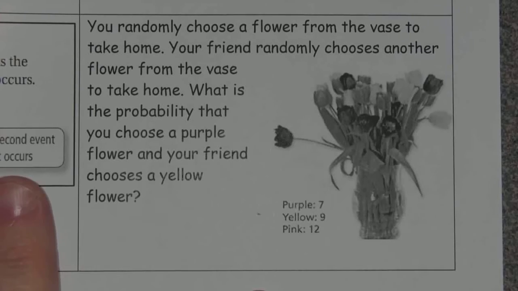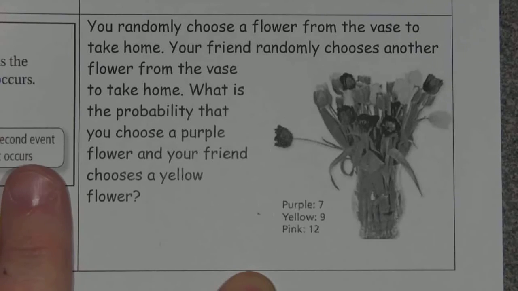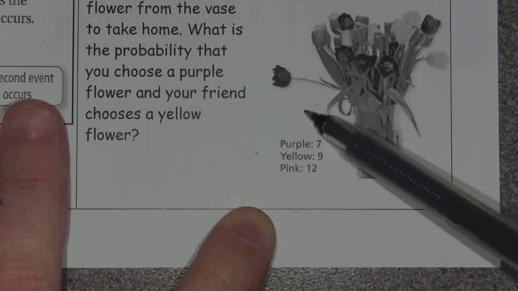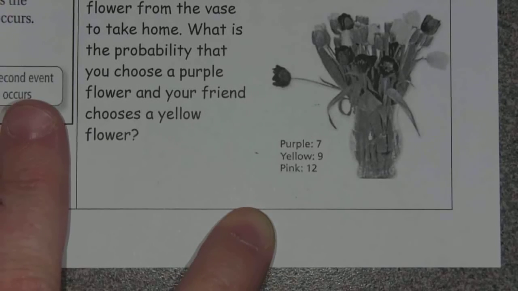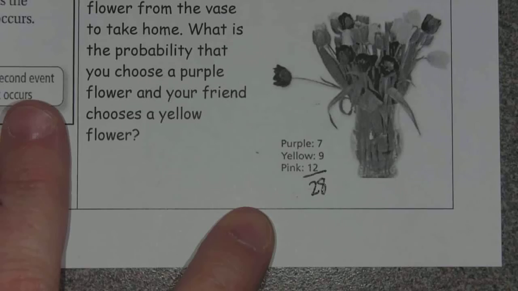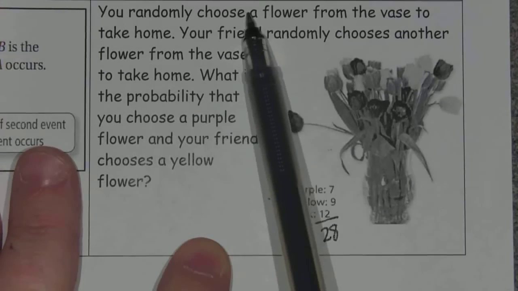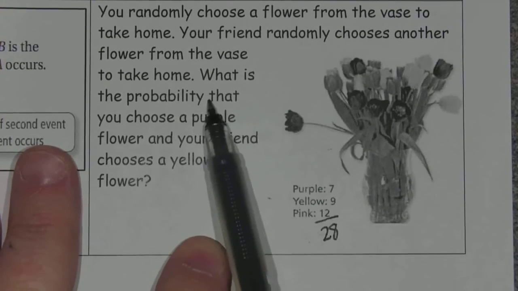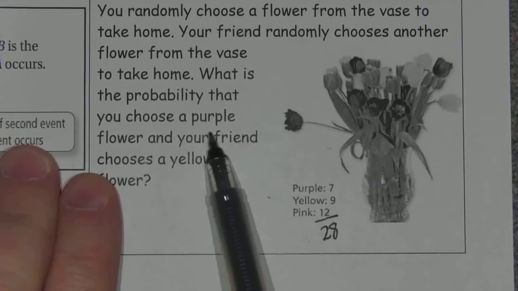It says you randomly choose a flower from the vase to take home. Your friend randomly chooses another flower from the vase to take home. What is the probability that you choose a purple flower and your friend chooses a yellow flower? Well, first of all, we need to know how many flowers are total, right? So how many flowers are total? 28. Wow, good job, you guys. Okay, 28 total flowers. So what's the probability that you choose a purple flower?